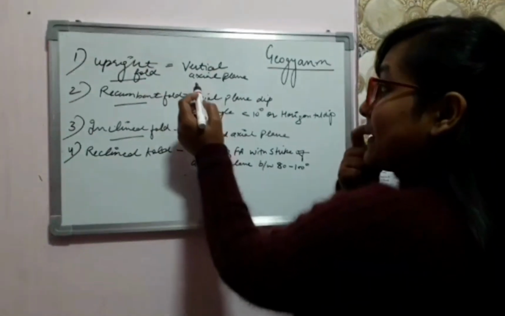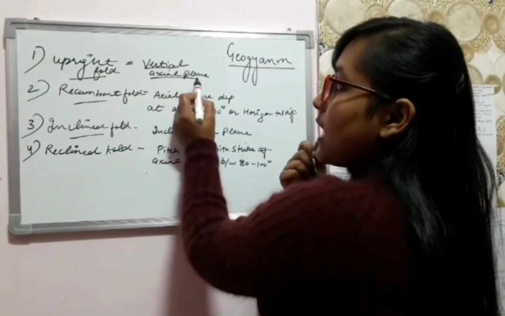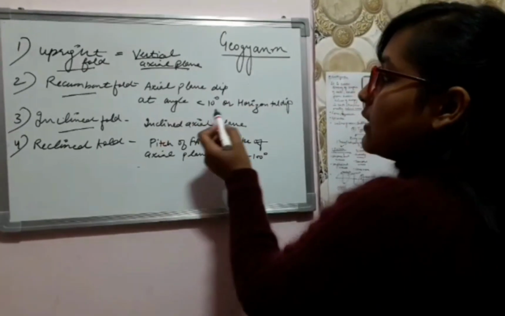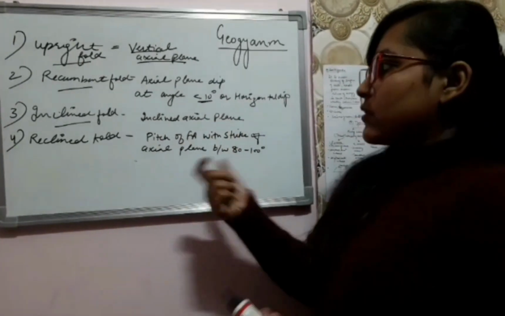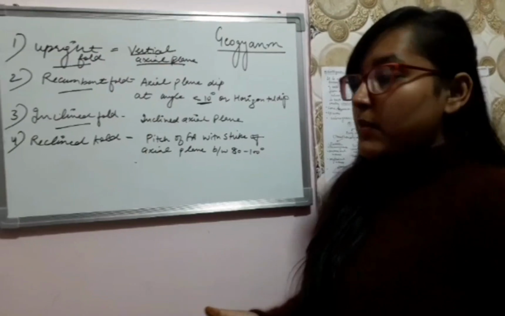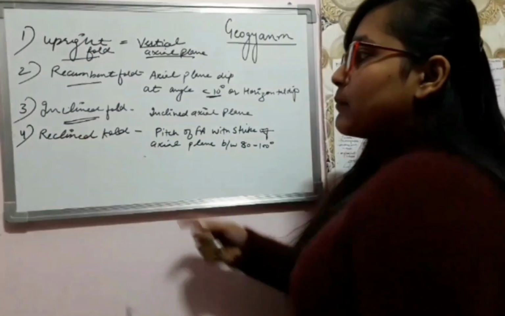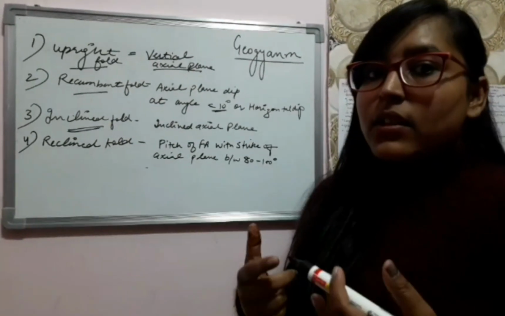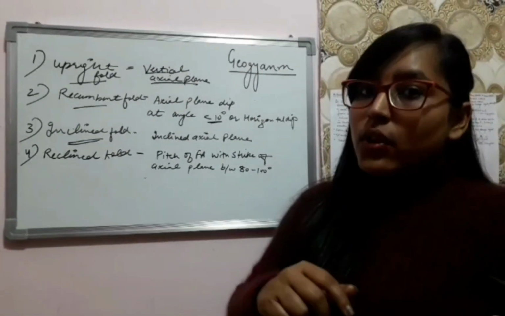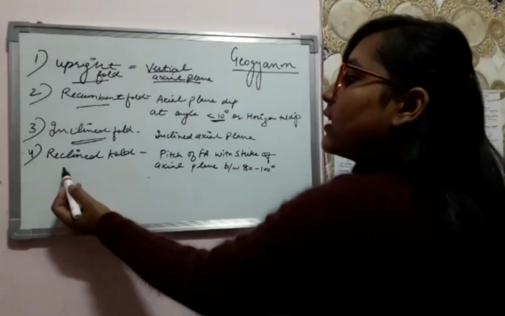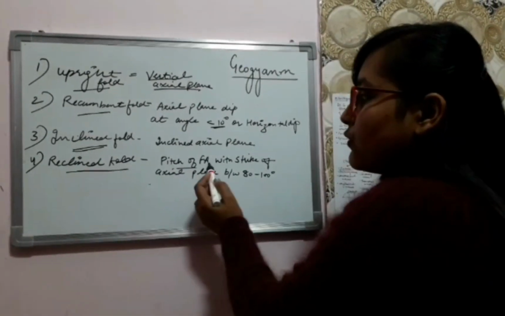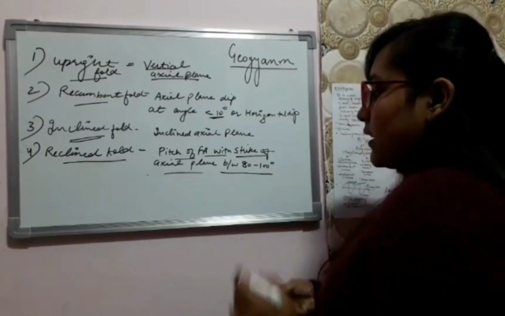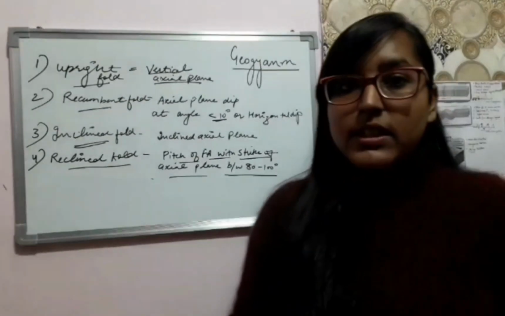Upright fold, it will have a vertical axial plane, and recumbent fold will have axial plane dip at angle less than 10 degree. You can also say that it has horizontal axial plane. And inclined fold, as the name suggests, it will have an inclined axial plane instead of horizontal or vertical. And reclined fold, it will have pitch of fold axis with strike of axial plane between 80 to 100 degree. So let's see their illustration in diagram.